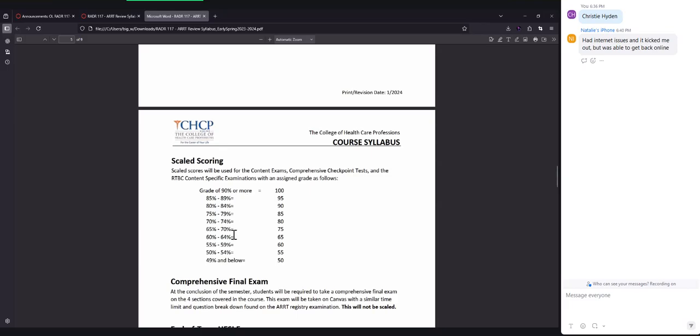So once you get down to the 64 range, there's not a big jump in the scores. So you really want to do your best to be above a 65 in order to see any kind of benefit from the slide scale. Any less than that, and you're not gaining very much ground as far as points go.